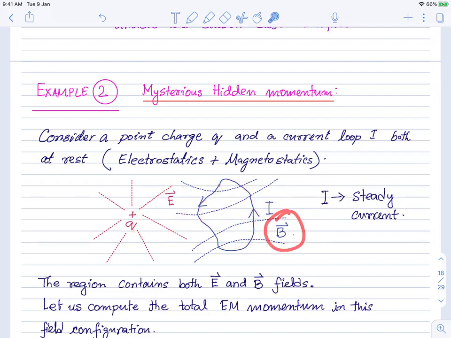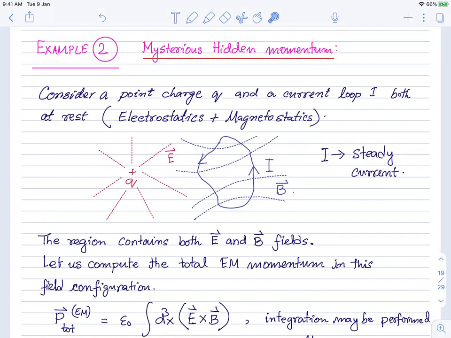This magnetic field that this loop creates is also independent of time. The charge and this loop are close together, so that there is some non-trivial overlap between the electric and magnetic fields created by the charge and the loop. Okay, so we have a steady current here, and a static charge here. So basically, this is a system which is electrostatics plus magnetostatics. This is a system where you can put together electrostatics and magnetostatics. Okay, so the E and the B are non-trivial.